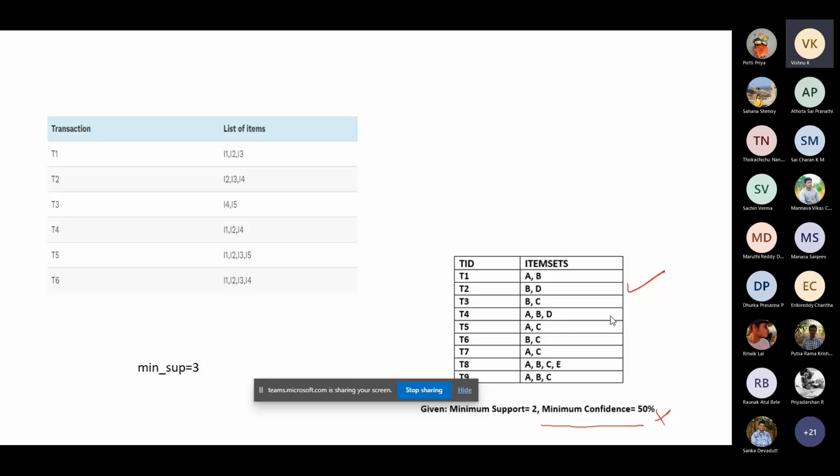Then there is 4 in L2, ma'am. Here I have given the minimum support count as 2. You have to consider that. I was asking about the final answer. Should we consider it or not? Yes, you should consider it in the final answer also. Okay, ma'am. Thank you.